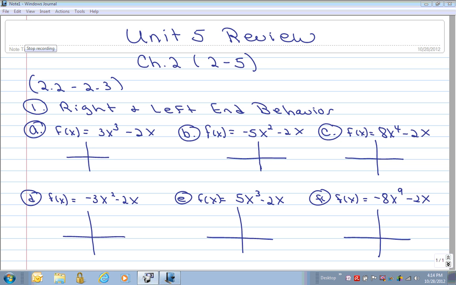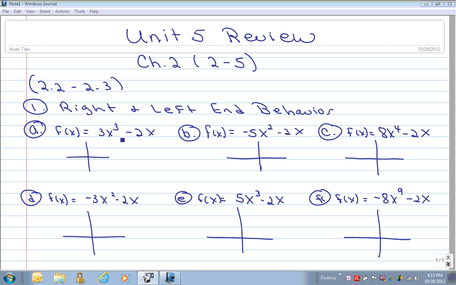We are going over the review for Unit 5. The unit is Chapter 2 and Sections 2 through 5. We're going to start with our quiz review 2.2 and 2.3, and the first question was about the right and left end behavior of your graphs. So let's talk through these 6 examples here.